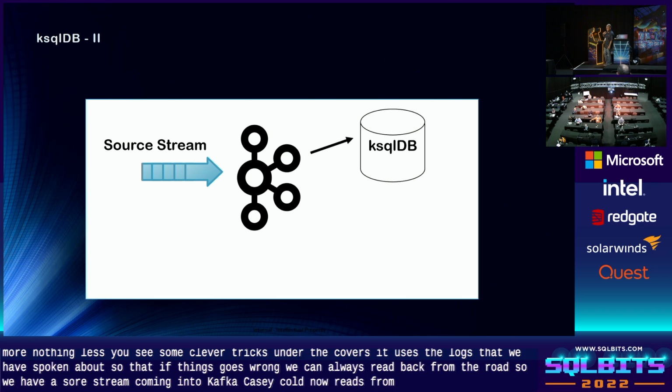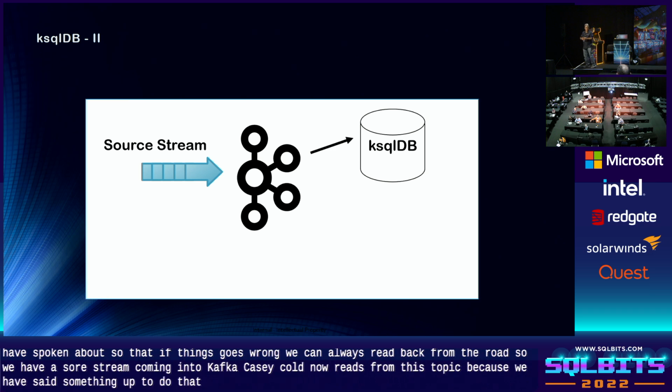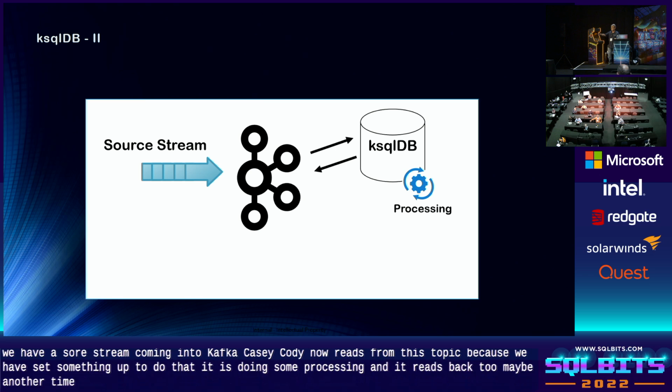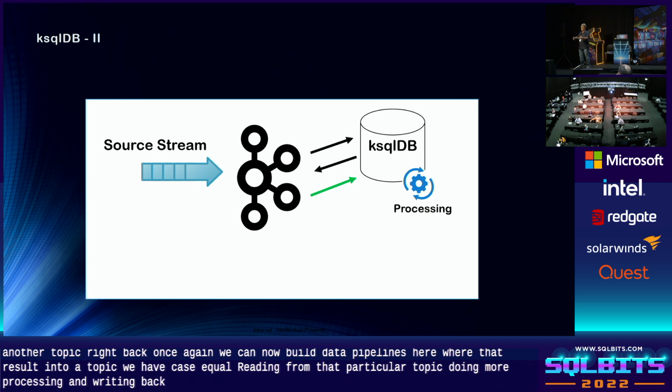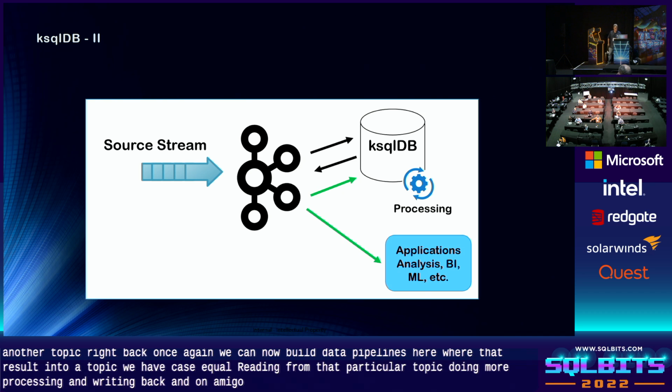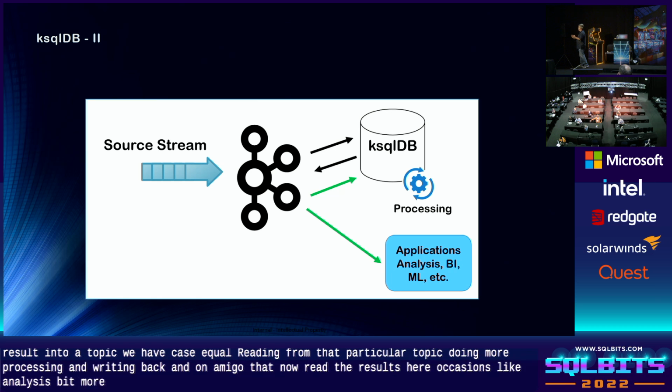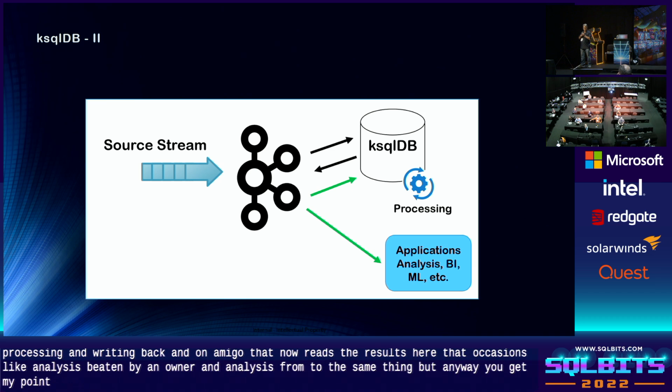So we have a source stream coming into Kafka. ksqlDB now reads from this topic because we have set something up to do that. It is doing some processing, and it writes back to another topic. Then, once again, we can build data pipelines here, where that result comes into a topic, we have ksql reading from that topic, doing more processing, and writing back. And on we go. Then eventually, we have consumers that read the results here, applications like BI and analysis. But anyway, you get my point. Cool? Good so far? Awesome.